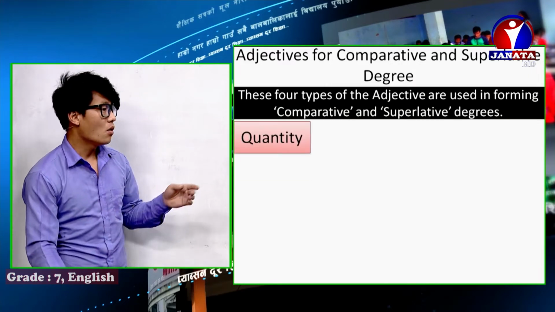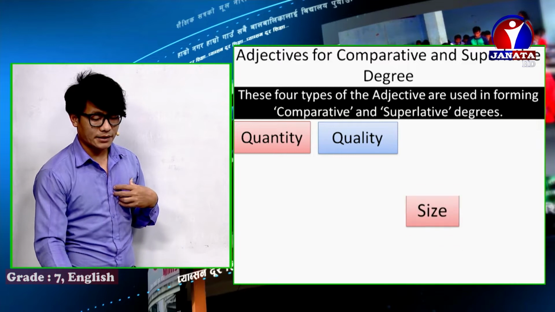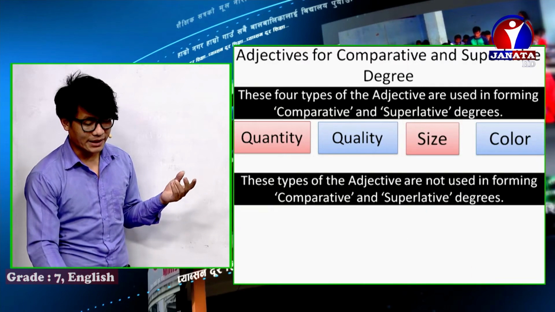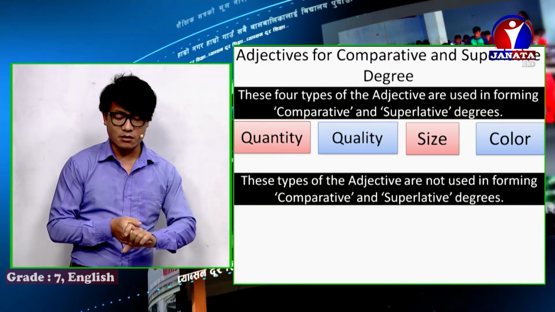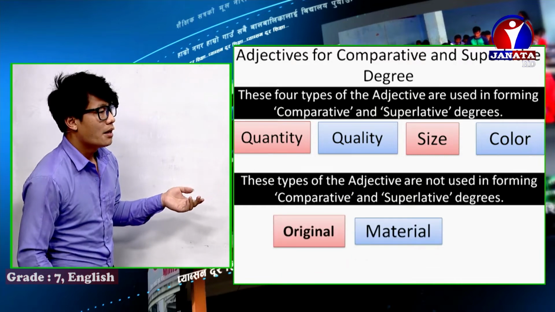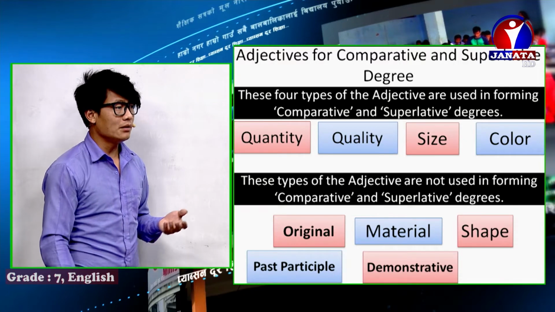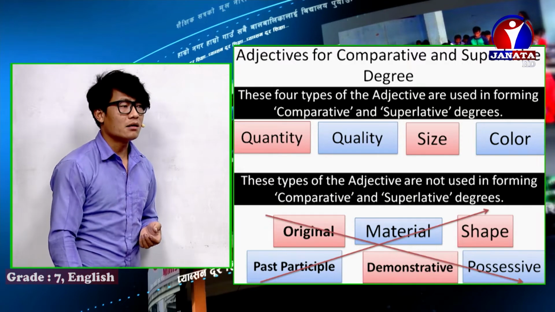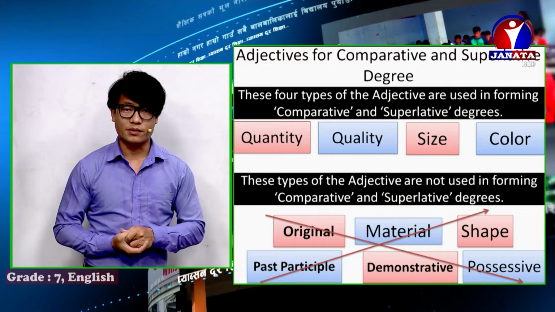What are they? One is quantity, quality, size, and color. Okay. Next, these types of adjectives are not used in forming comparative and superlative degree. Let me show you: original, material, safe, past participle, demonstrative, and possessive. These are not used in forming comparative and superlative degree.